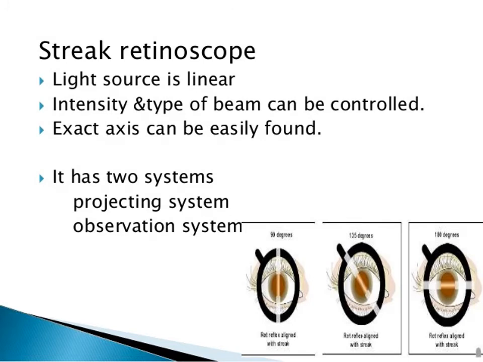So in the streak retinoscope, the light source is linear. The streak of the light is formed here. That is why it is called a streak retinoscope. The intensity and type of the beam can be controlled, and the exact axis can be found easily as there is a streak here. It has two systems. One is the projection system and the second is the observation system. You can see in the image a streak is formed here.